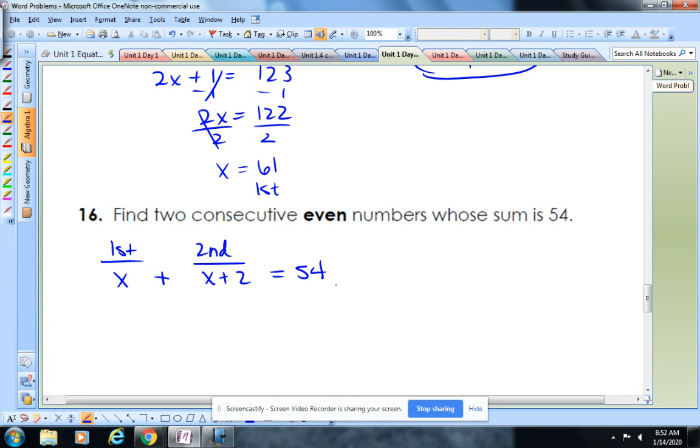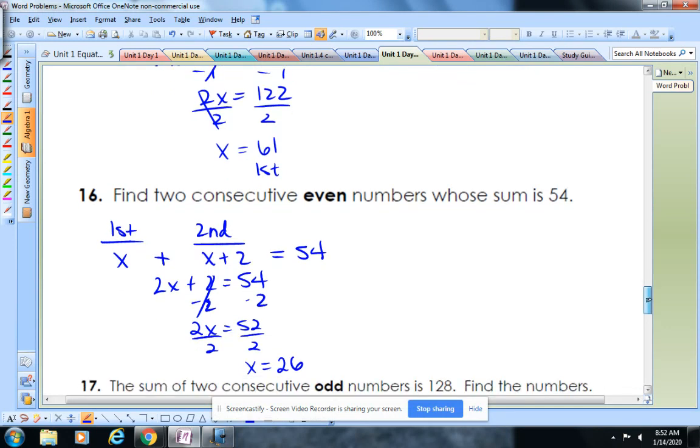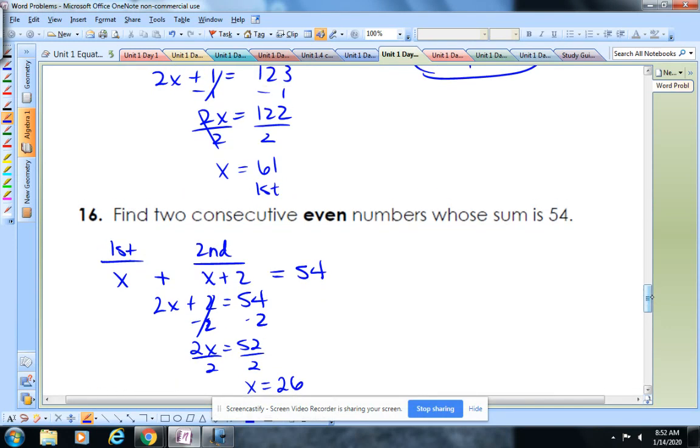So this really is pretty simple. So what's x plus x? Plus 2 equals 54. Subtract 2. 2x is 52. Divide by 2. And x equals 26. First of all, is 26 even? It better be, okay? If not, you've messed up something. So if 26 is the first even number, what's the second even number? 28. How do you check it? Add them. Do they equal 54? Is this making sense?